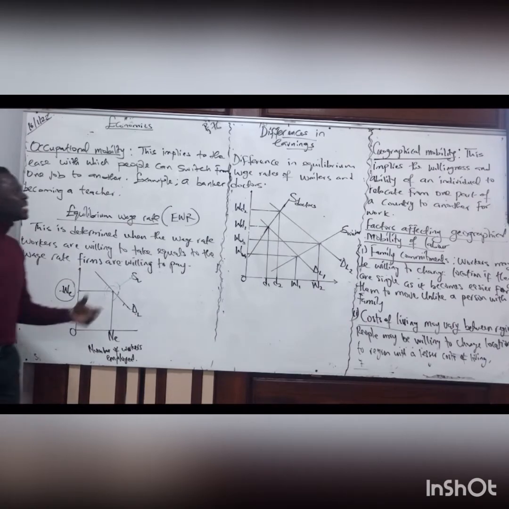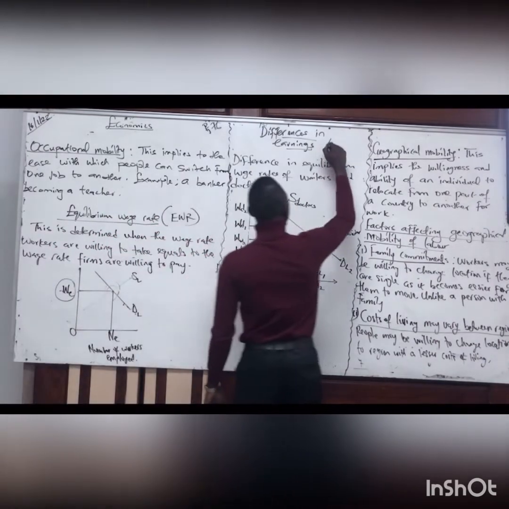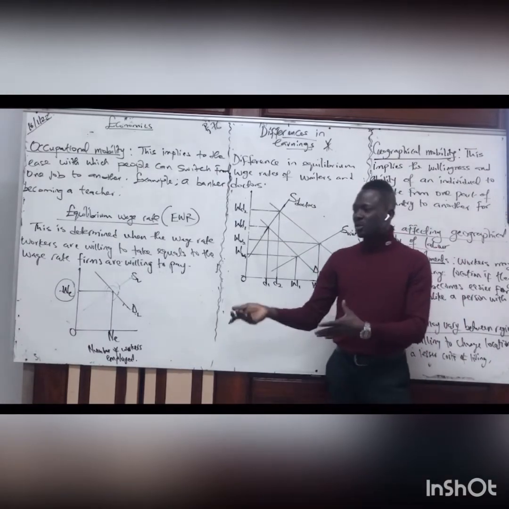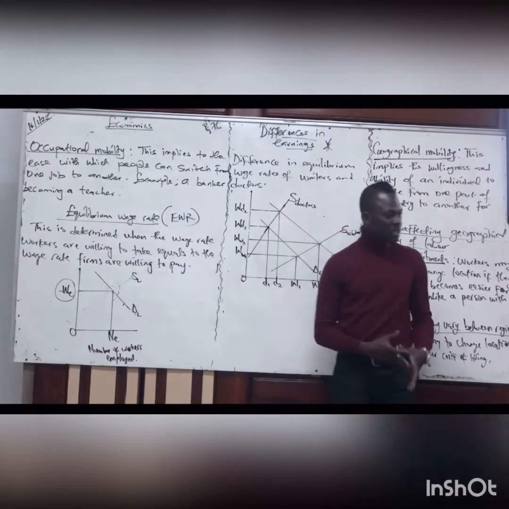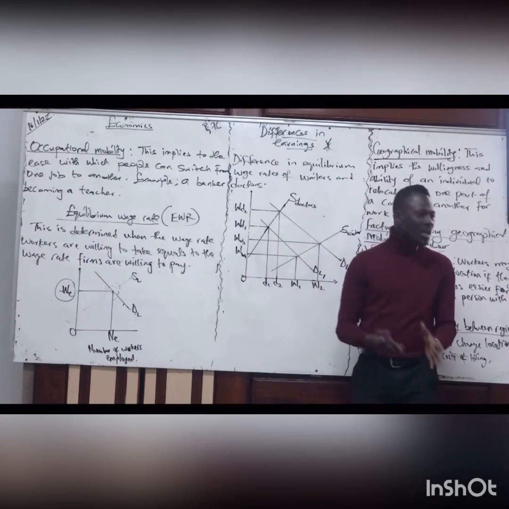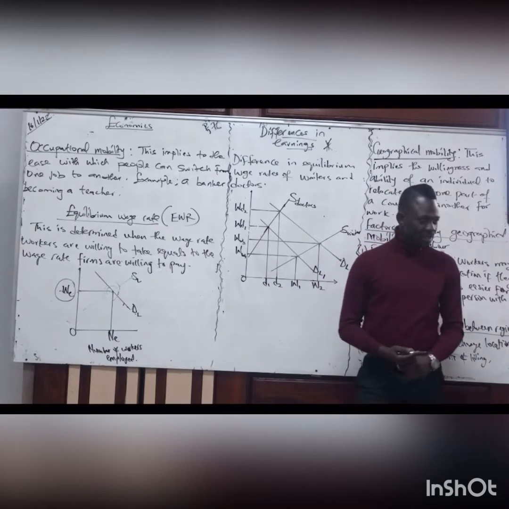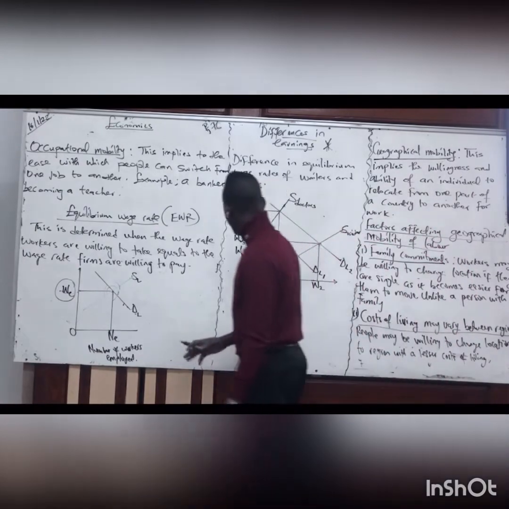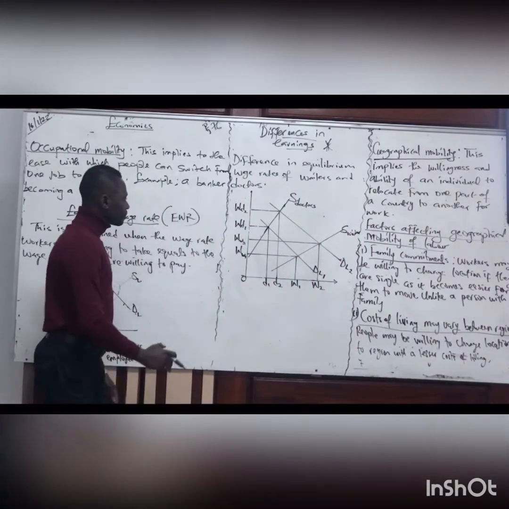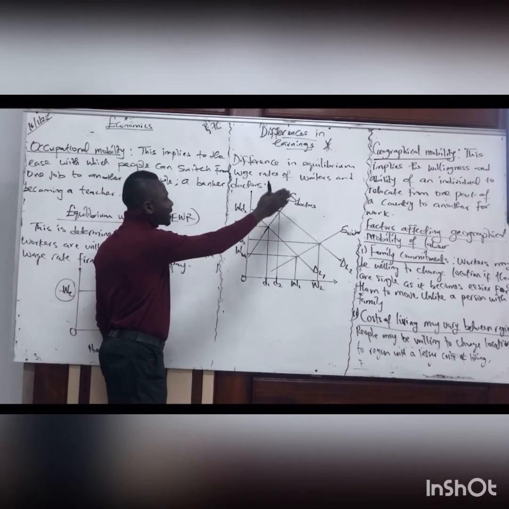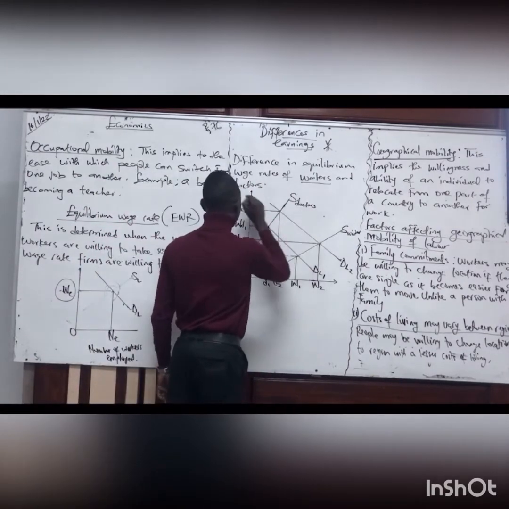Then we go to differences in earnings. When we talk about differences in earnings, we're talking about what makes certain professions get more pay than other professions, like the doctors and the waiters. Why are the doctors getting more pay than the waiters? So this is what we're going to explain here. So look at this graph. This is the difference in equivalent wage rates of waiters and doctors.